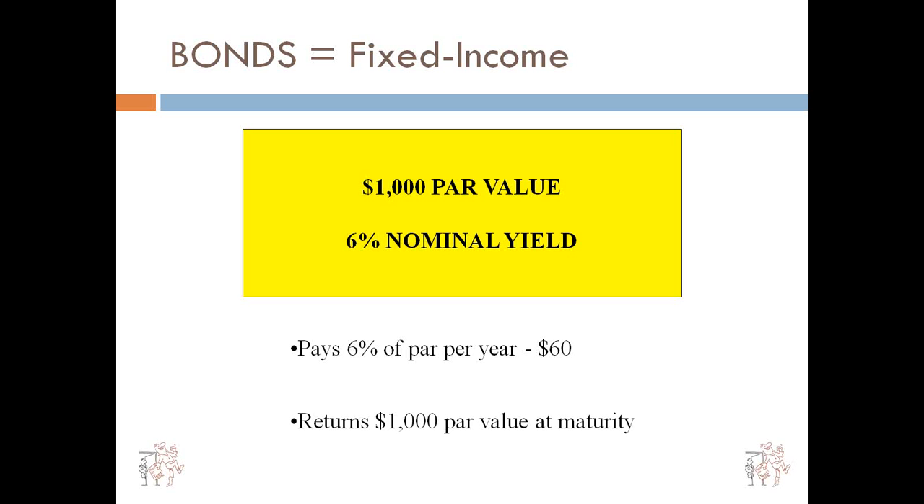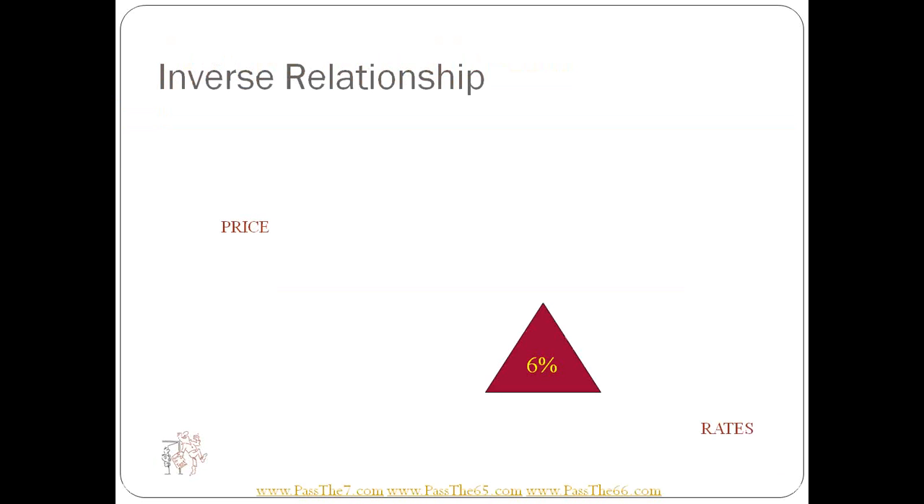Period. End of story. No matter who currently holds the bond, whoever's holding it at maturity, this bond will pay out $1,000, period. So if somebody's holding a 6% nominal yield bond, which could be called the 6% coupon or a 6% bond, it is going to pay $60 a year.